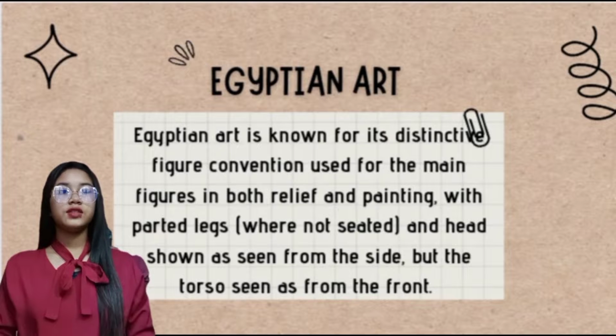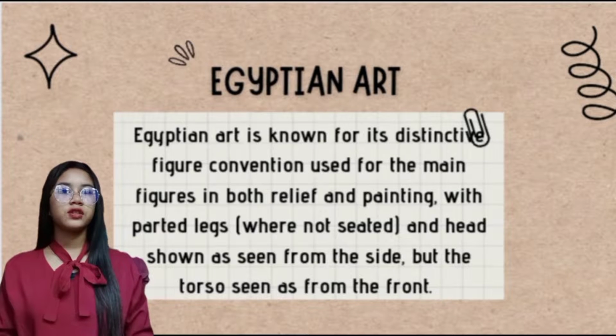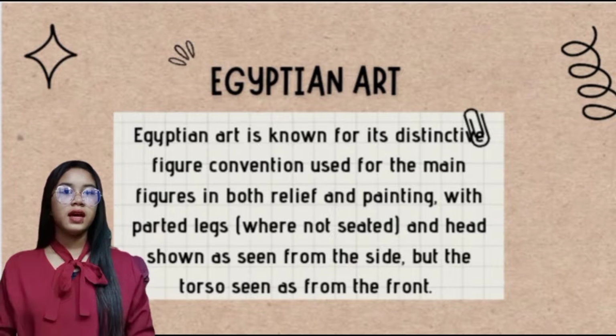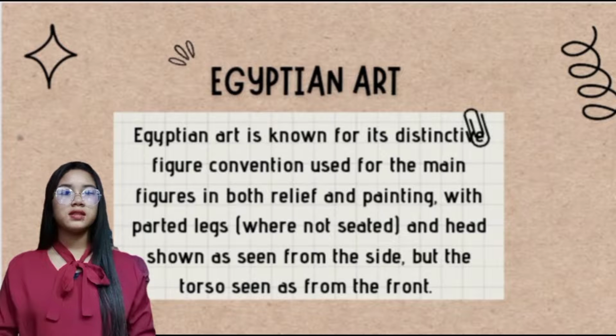Egyptian art is known for its distinctive figure convention used for the main figures in both relief and painting, with parted legs and head shown as seen from the side, but the torso seen from the front. Egyptian art forms are characterized by regularity and detailed depiction of gods, human beings, heroic battles, and nature.